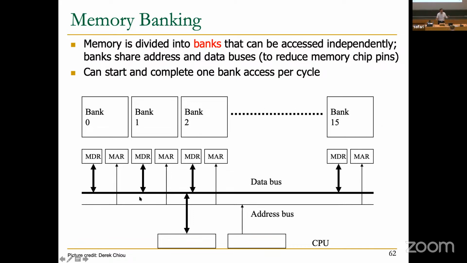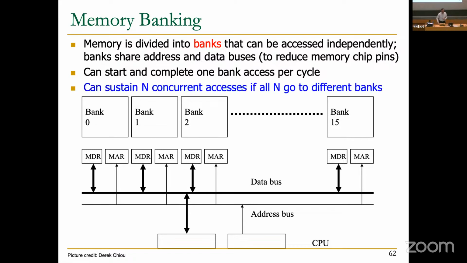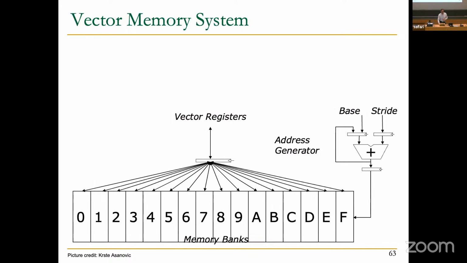That sounds good so far. But under what conditions does it become an issue? We'll talk about that. Basically, under this condition, you can sustain n concurrent accesses if all n go to different banks. So I'm going to finish the vector memory system, and then we're going to take a break.